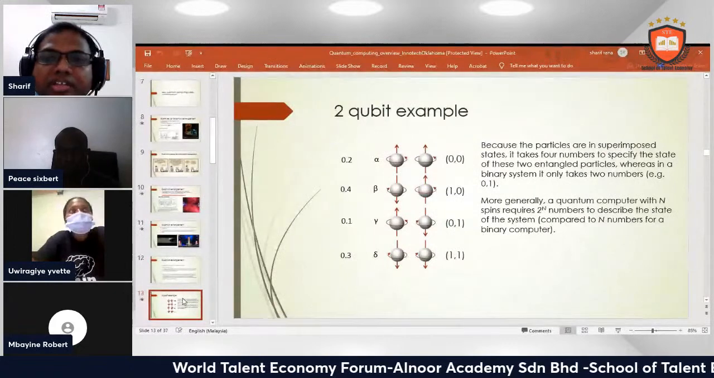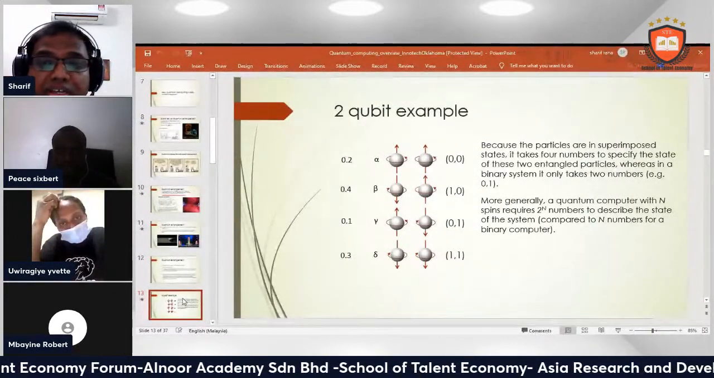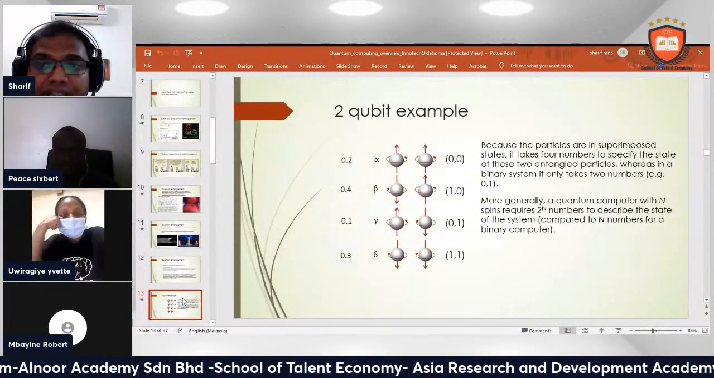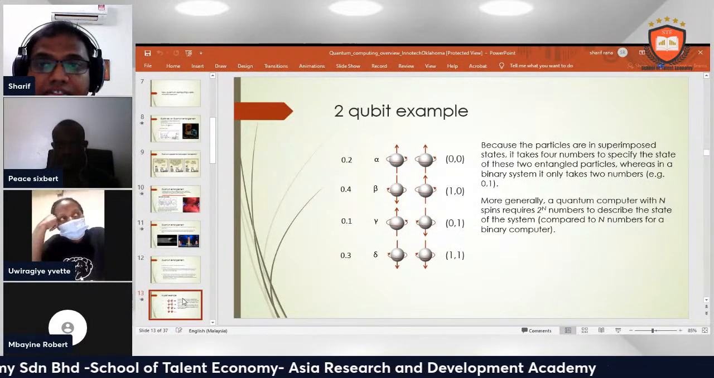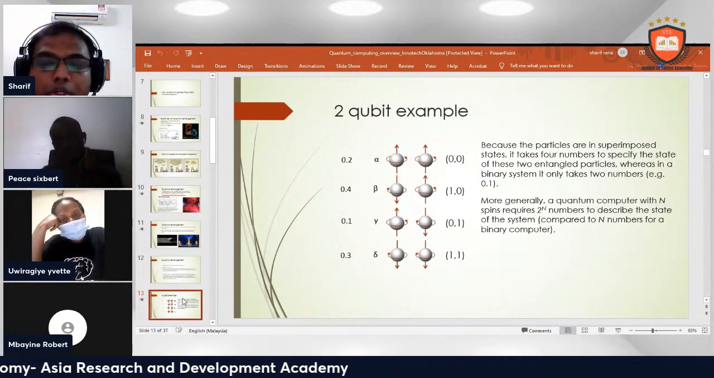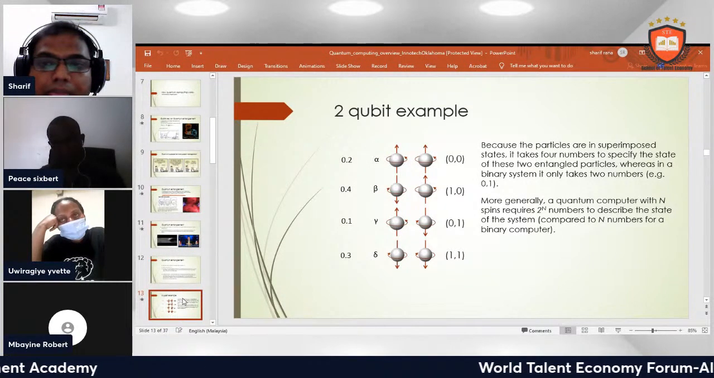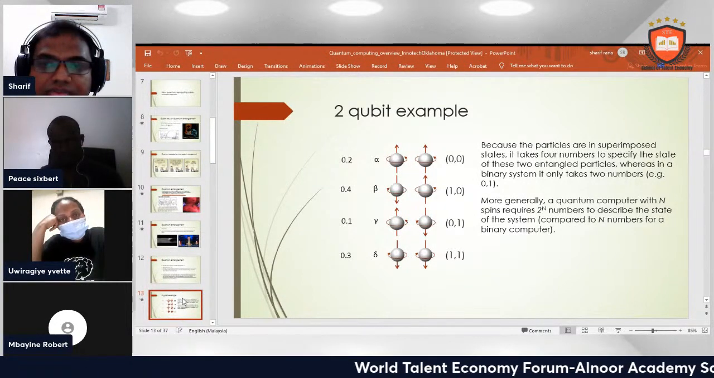Qubit example: because the particles are in a superposed state, it takes four numbers to specify the state of these two entangled particles, whereas in a binary system it only takes two numbers. More energy: a quantum computer with 9 spins requires 2 to the power of 9 numbers to describe the state of the system.